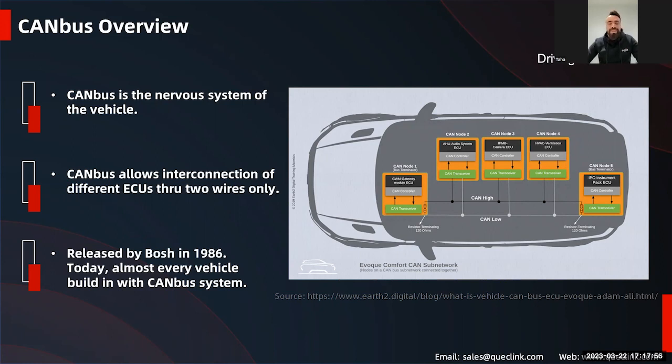CANbus doesn't only play a role in cars, vehicles, and trucks, but it is also used in different exotic scenarios like airplanes, drones, submarines, and even IoT. As I said, we believe that in the near future, 5 or 6 years later, we're going to need to retrieve CANbus data using GPS in different IoT industries.